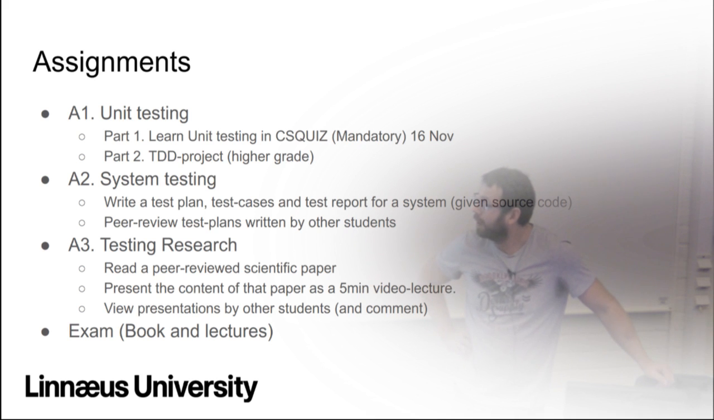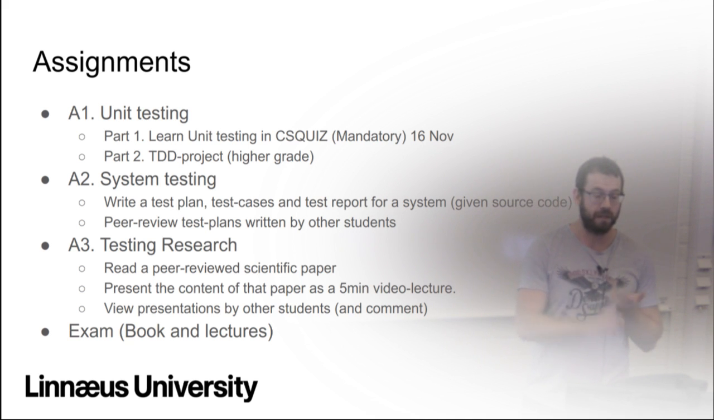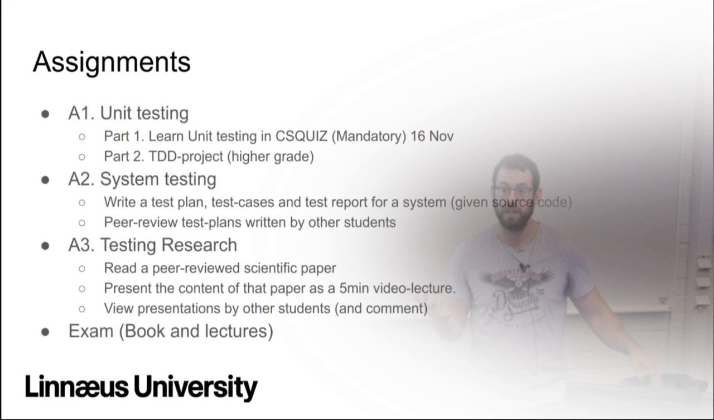Okay, the second assignment is called system testing, and this is where you get a given source code by me, a legacy source code, and you also get a small scenario. You're supposed to test this system thoroughly, and you're also going to plan how you're going to test this. You're going to make test cases, you're going to conduct the testing according to your test plan on this system, and then you get a test report and a conclusion. And then you're going to write all this down, and you're going to send this in through a peer review system that some of you have already used, right?